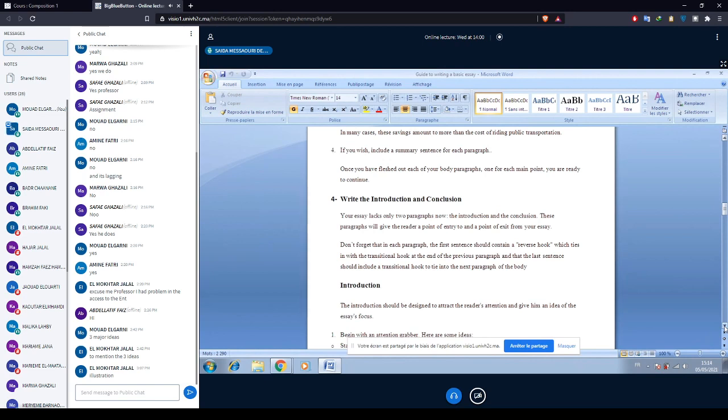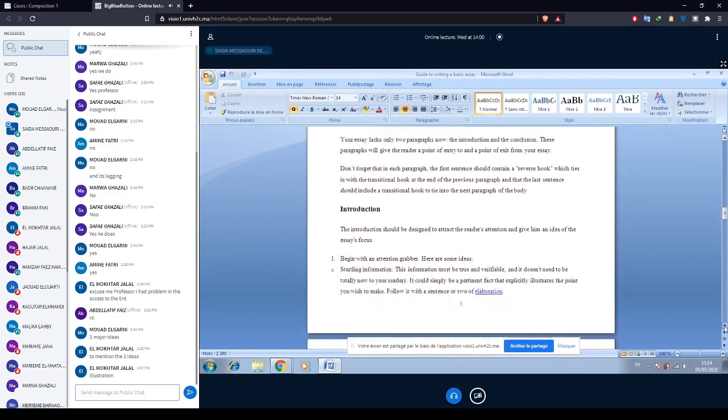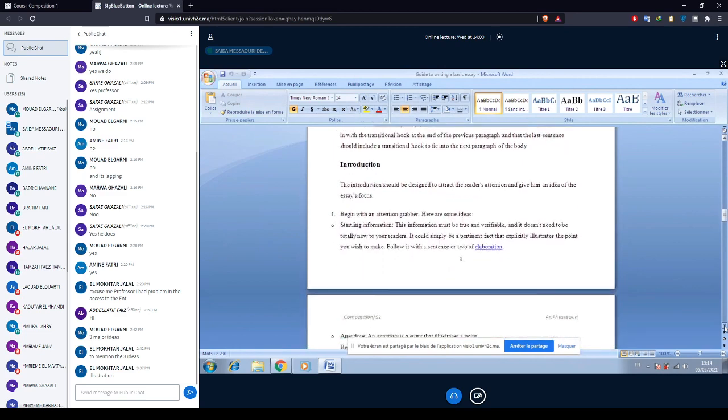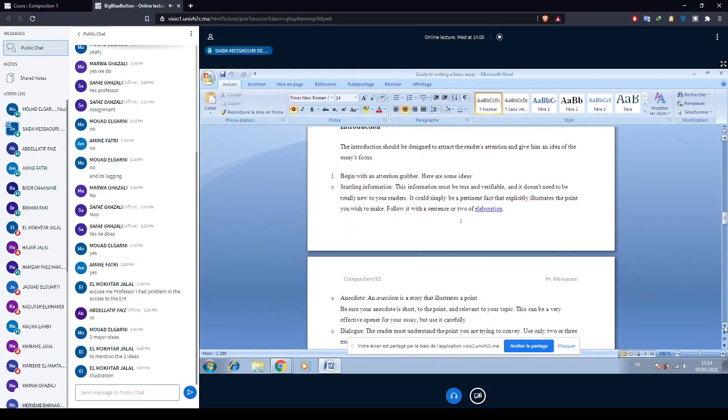At the beginning of one paragraph and the end of another paragraph, which ties in with the transitional hook at the end of the previous paragraph, and the last sentence should include a transitional hook to tie into the next paragraph of the body. And then we go to the introduction. The introduction should be designed to attract the reader's attention and give him an idea of the essay's focus. Remember, we have finished the essay if you want, but the essay doesn't have an introduction. Now we go to the introduction.